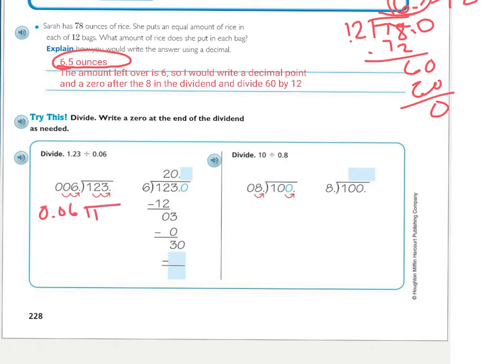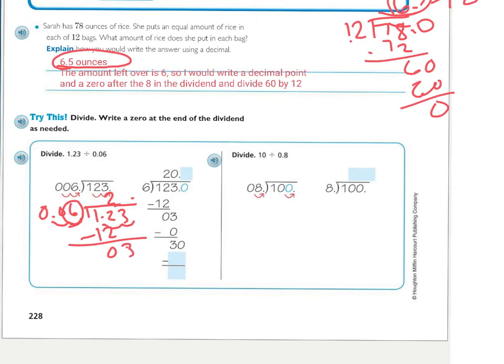So it was 0.06 divided by 1.23. I have to remember I have to move this one over twice. If I move that one over twice, this one has to be moved over twice. So my decimal is going to go after my 3 now, and this is simply going to be a 6. So 6 can't go into 1, but it can go into 12, and it goes in 2 times. 6 times 2 is 12. I subtract, I get nothing left over, bring down my 3.